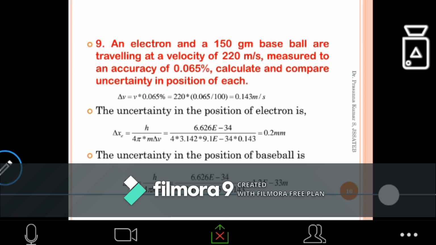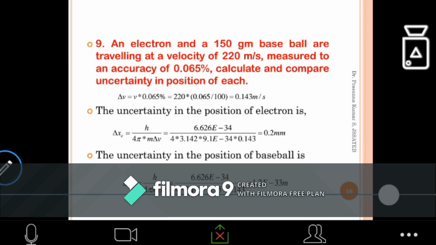So you need to calculate the uncertainty in its position delta x for electron as well as baseball, with an accuracy of 0.065%, and assumed they are moving with the same velocity, 220 meter per second. Only thing that is changed is the mass, the mass of an electron and this mass equal to 150 gram. So what we are doing in this numerical is that again we are testing the validity of this Heisenberg uncertainty principle with respect to an electron and the baseball, and we will come to some conclusion at the end.